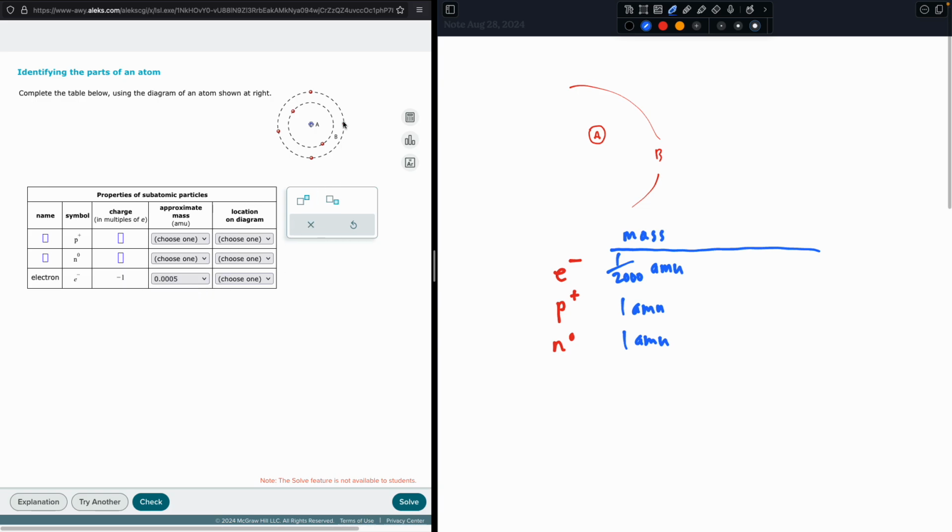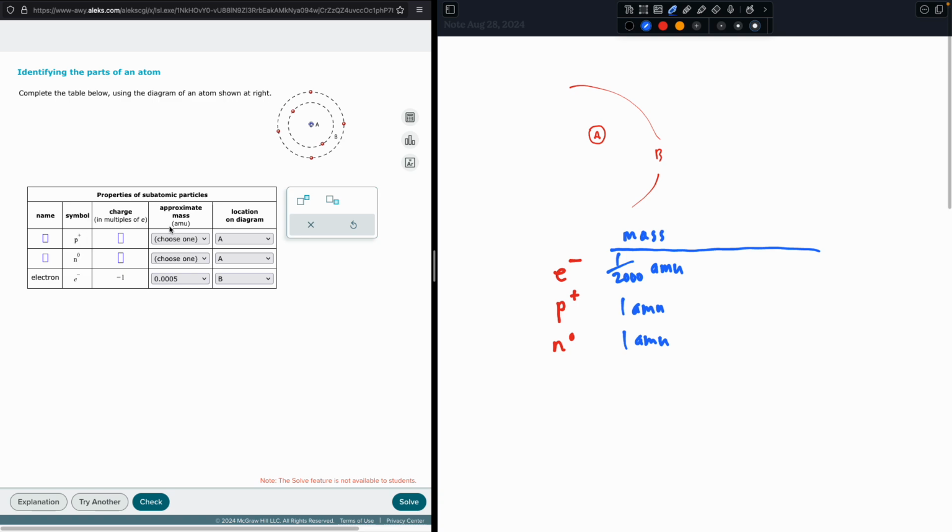And then the location. Is the location in region A, or is it in region B? It turns out region B is the electron shells, definitely B. Okay, so that's how we're going to do this topic. Well, I know protons are in the nucleus, so I'm going to go ahead and do that one first. And neutrons are also in the nucleus.